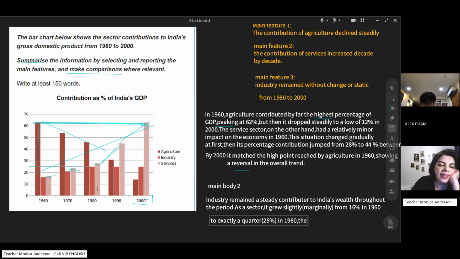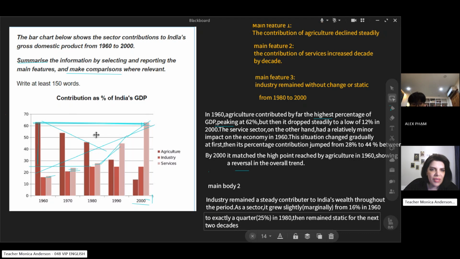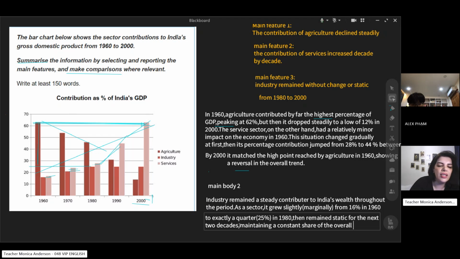Then it remained static for the next 2 decades, 1990 to 2000. It's not years, because 10 years are decades. We can say that this sector maintained a constant share of the overall. You can end your essay here, or you can add this one: maintaining a constant share of the overall GDP. And that's it. This is my second paragraph.